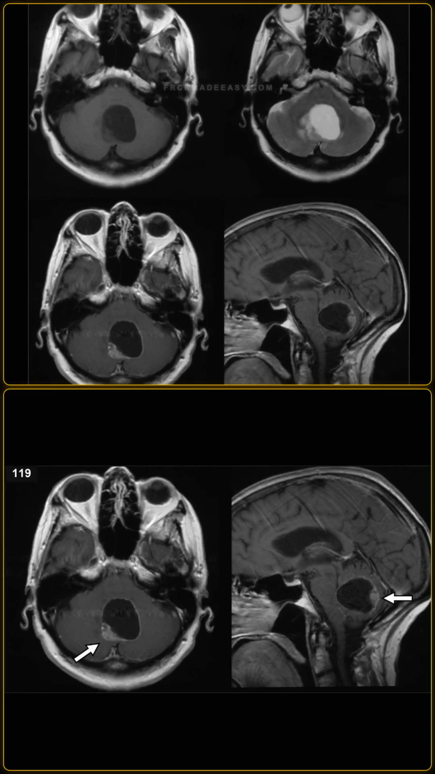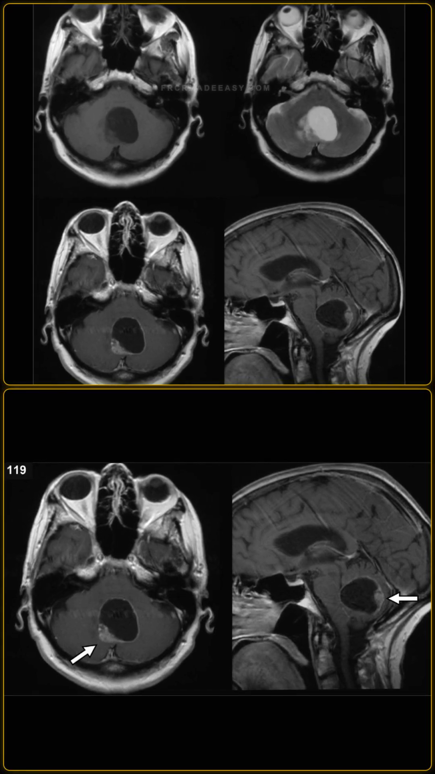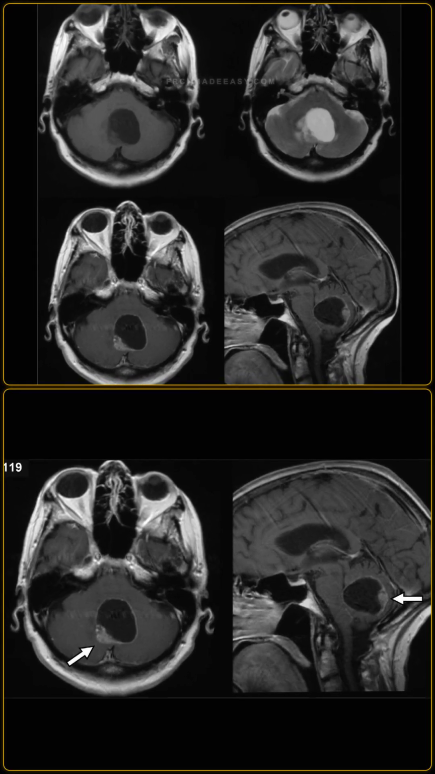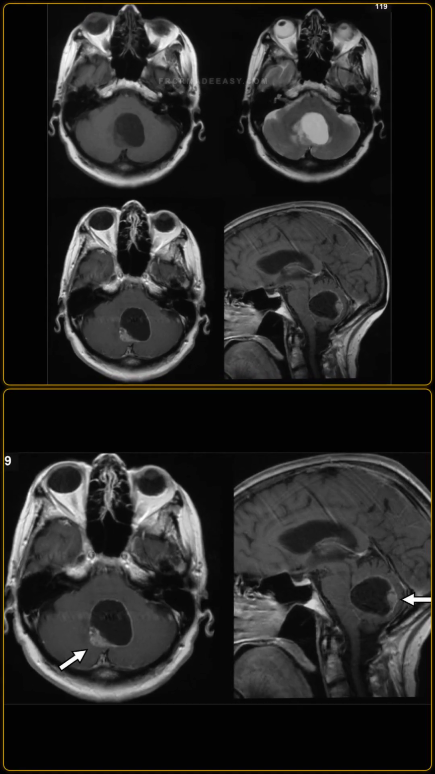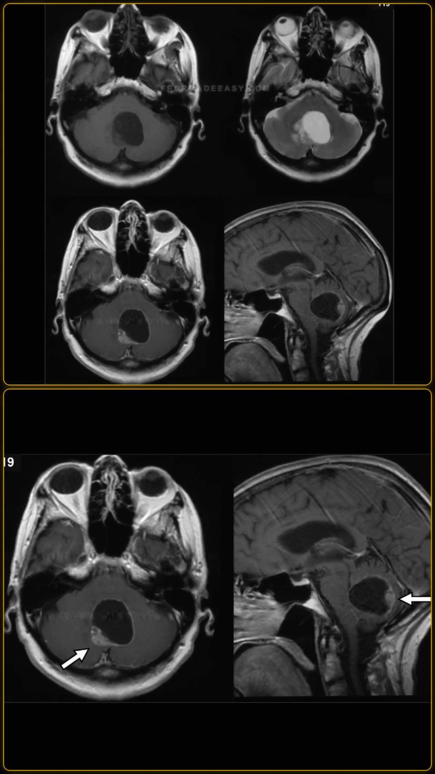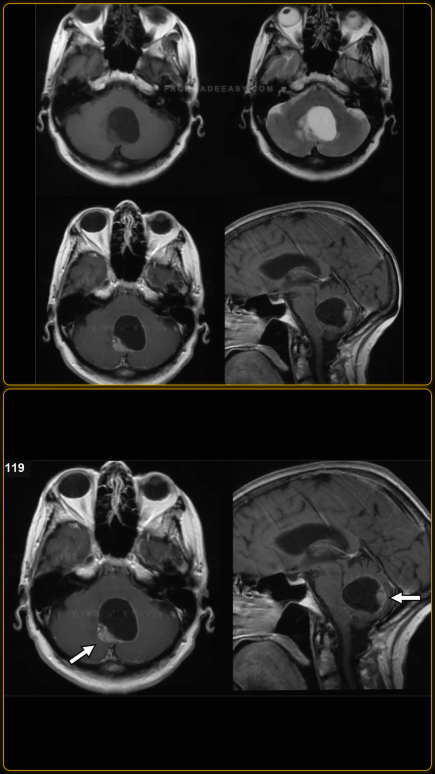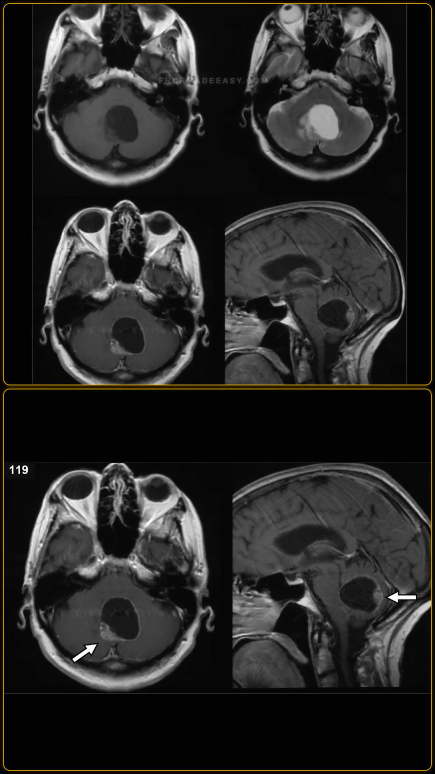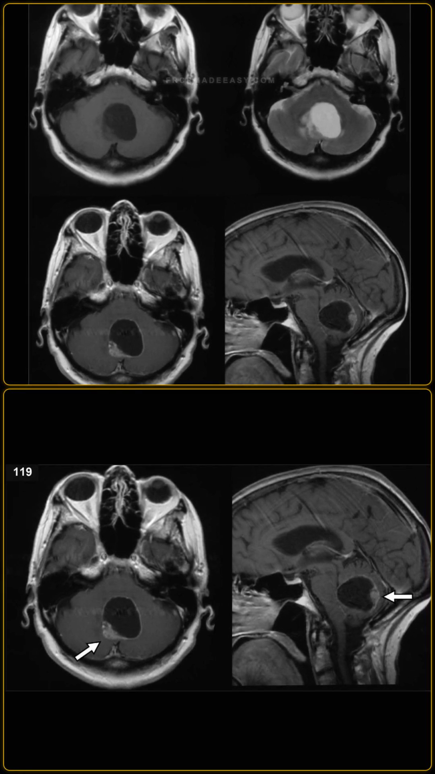The sagittal post-contrast scan confirms that the mass exerts local pressure effect on the fourth ventricle. There is mild hydrocephalus, visible as prominence of the third and lateral ventricles, likely due to obstructive CSF flow. I am showing you a magnified post-contrast axial MRI. What is the diagnosis and what is the differential for a cystic posterior fossa mass with an enhancing mural nodule?